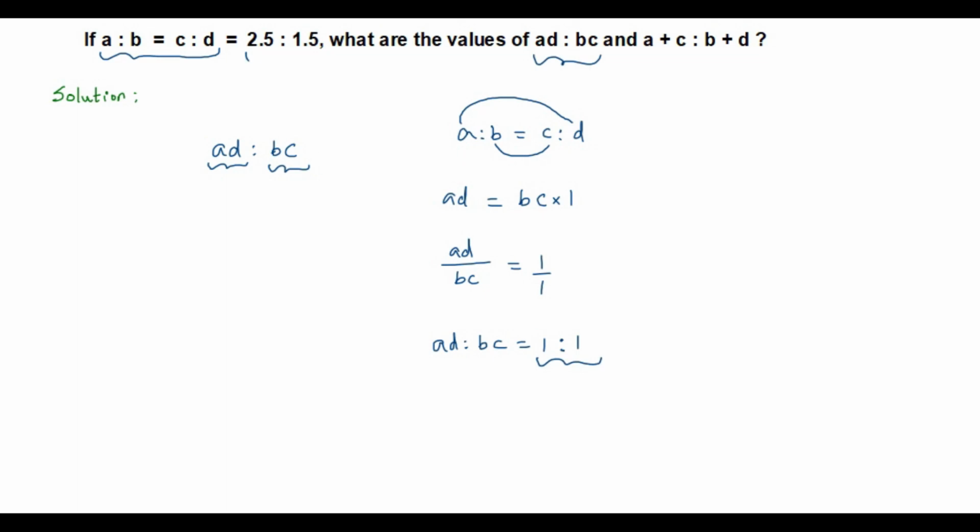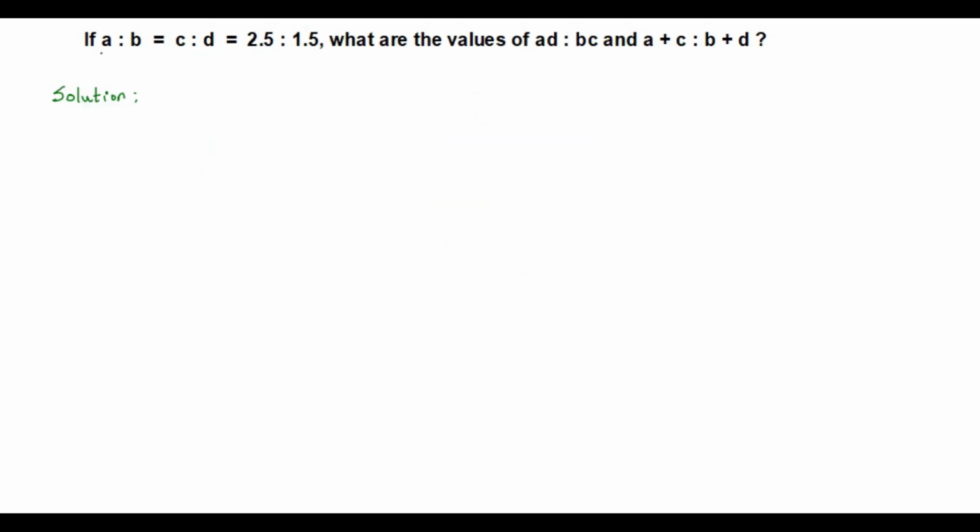We don't have to consider the ratio 2.5 is to 1.5, which is equal to both the ratios A is to B equal to C is to D. So if the cross product rule of a proportion is given as a ratio, always the value of that particular ratio will be 1 is to 1. Let's find the value of the second ratio A plus C is to B plus D.